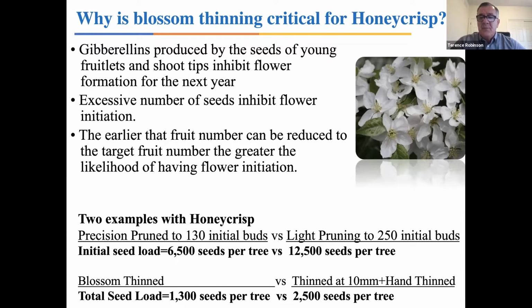But continuing this example with 250 initial buds, you start at bloom with 12,500 seeds. Now let's assume you don't do much bloom thinning and you maybe put on a petal fall spray, but not much thinning. You carry those 12,500 seeds until the 10 millimeter stage. Then suppose at 10 millimeter, you get it down. You still have gone for several weeks with 12,000 seeds on that tree. Even if you could get it down to 1 fruit per cluster by thinning at 10 millimeters, plus your hand thinning, you're still carrying 2,500 seeds, which is too many. And this is why we really push blossom thinning with Honeycrisp.